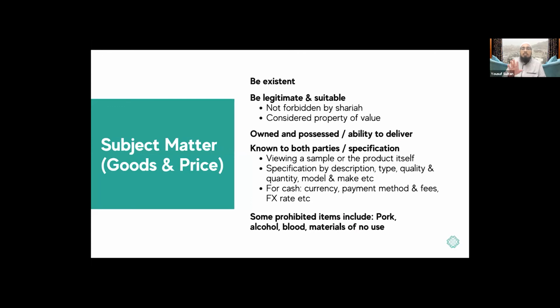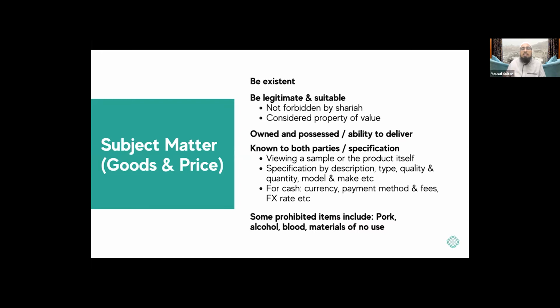But in general, this is a general requirement for a subject matter: it has to be existent when the contract is made. It has to be legitimate. It has to be suitable. Legitimate means legitimate by Sharia. It's not forbidden. So it cannot be pork, it cannot be wine, it cannot be intoxicating drinks, for example. And it has to be considered a property of value. What does it mean? It means that between the parties, it is considered something that has a value.